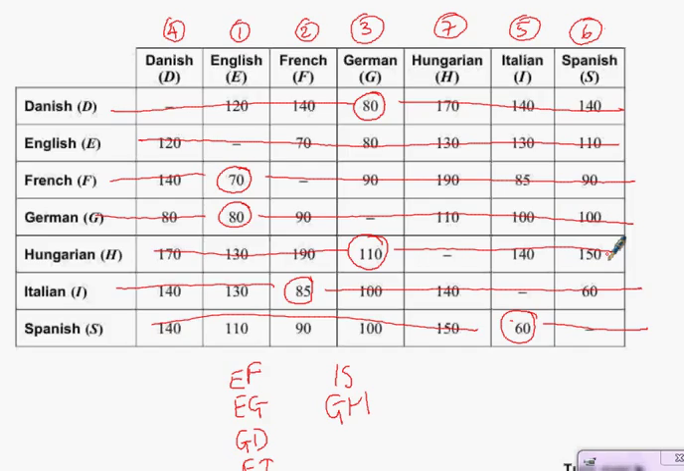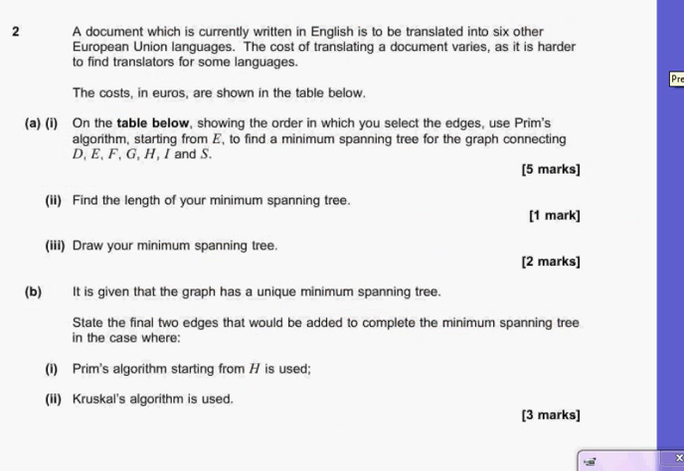Okay, so we would add those up. So I need to find a calculator and add those up. So we've got 70, 80, 85, 110, 80 and 60. And that gives us 485 is the total of Prim's algorithm for that. So if we look back at the question, on the table below, use Prim's algorithm to form a minimum spanning tree connected. That's what we did. The length of the spanning tree is 485. Draw your minimum spanning tree.